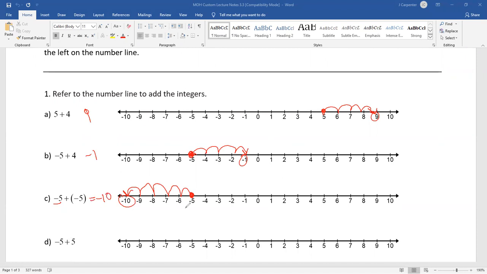Or negative 5 plus 5. That says we're starting at the negative 5, which is here. And we're adding a positive, so we go right. So we go right 1, 2, 3, 4, 5 times, and we end up at 0. These are what we call opposites, as we talked about in the last class. And it turns out when you add opposites, you always get 0. It's a very useful fact.